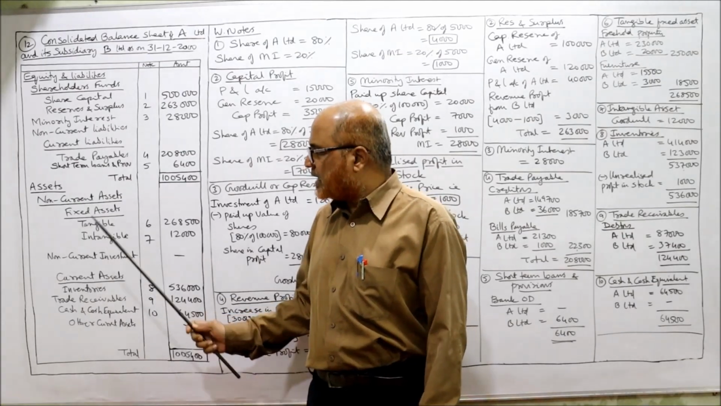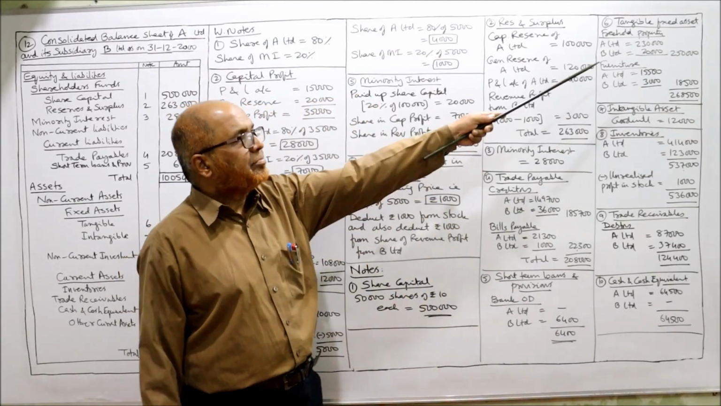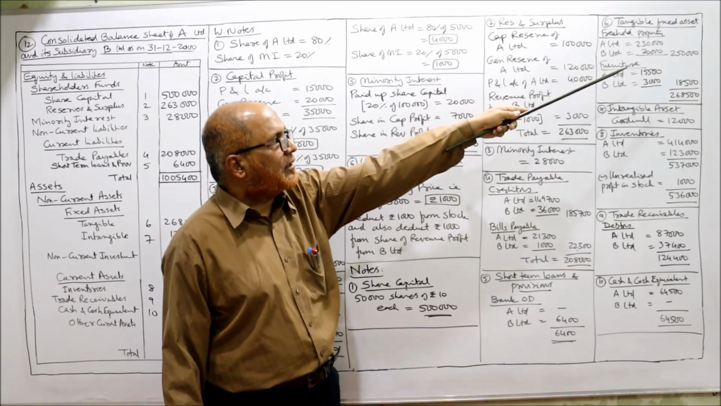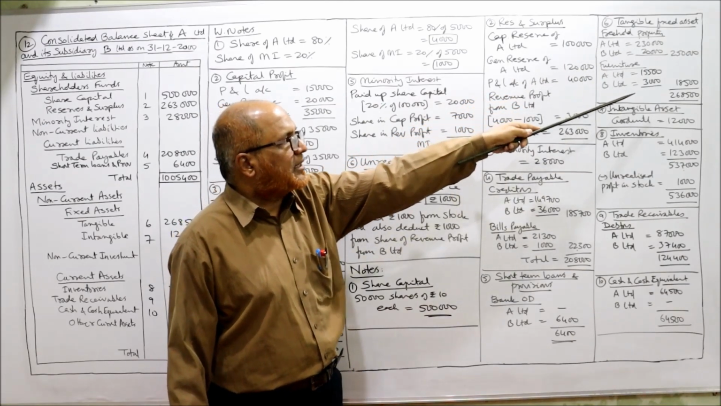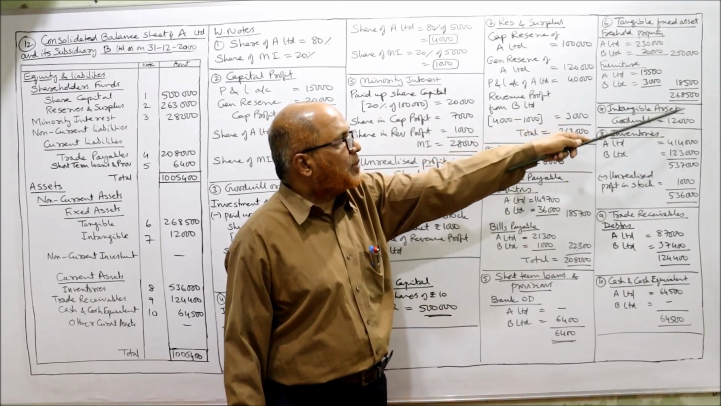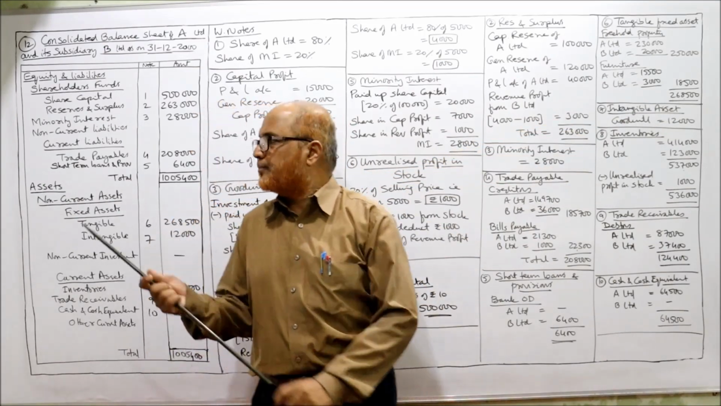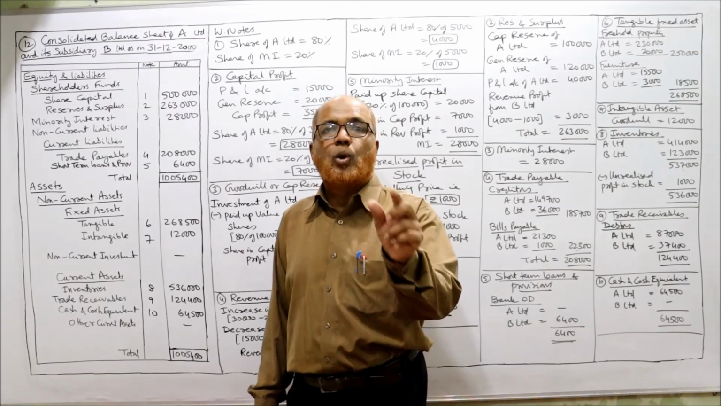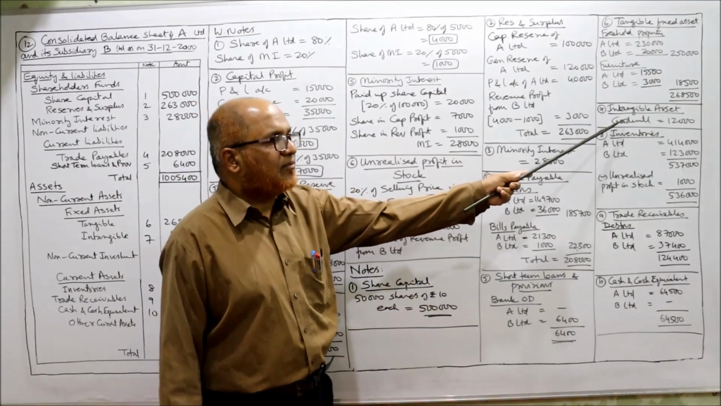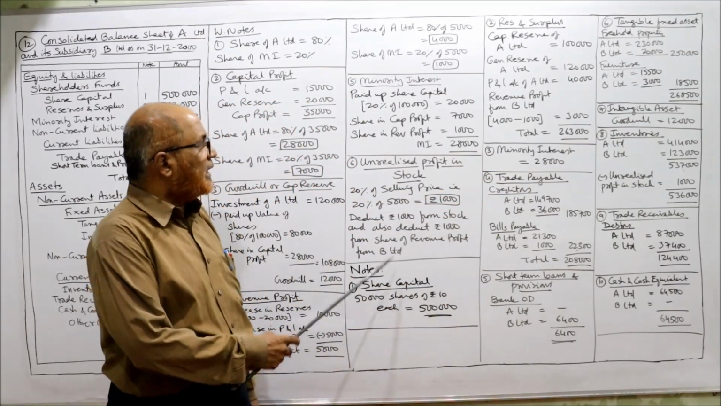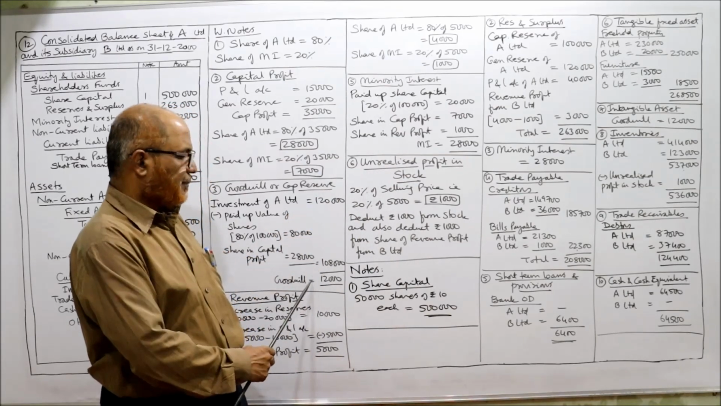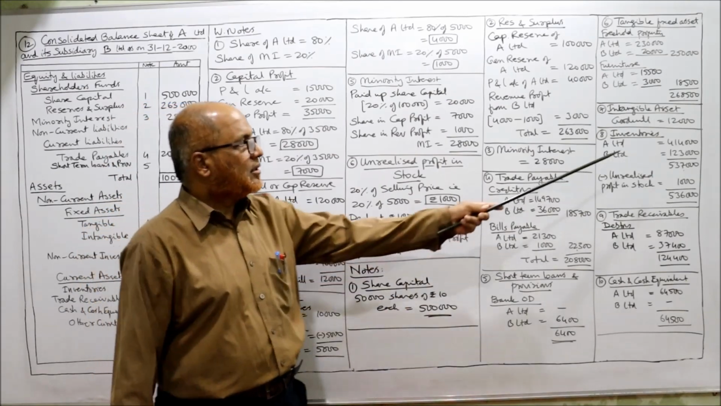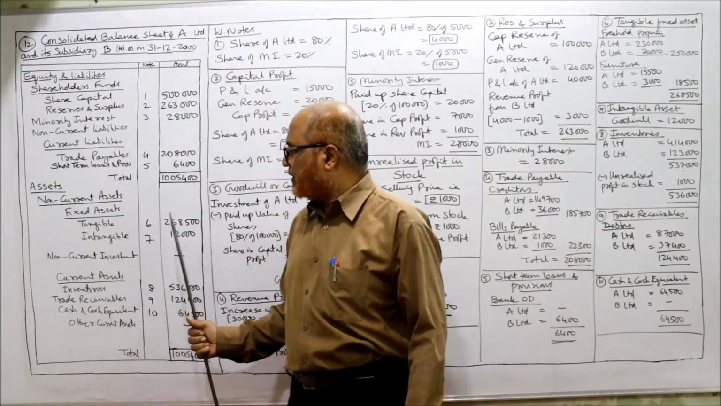Now I'll come to the asset side, tangible fixed assets. Under tangible fixed assets, we have freehold property, A Limited and B Limited combined. Furniture, A Limited and B Limited combined. The total for tangible fixed assets is 2,68,500. Intangible asset will take the goodwill. Already we have calculated goodwill in the working note, 12,000. So 12,000 rupees goodwill we have taken.